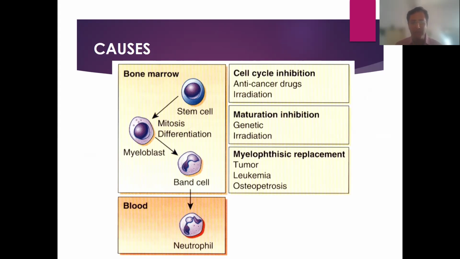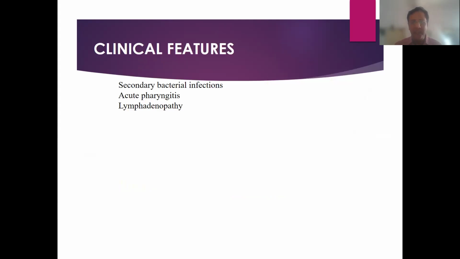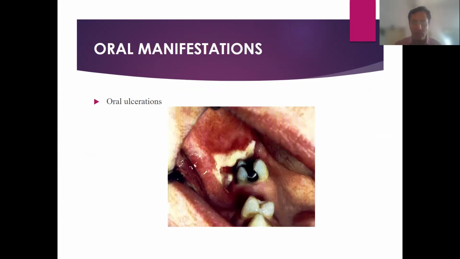The bone marrow stem cells, myelocytes, go through mitosis and differentiation into bands and neutrophils. Causes include anti-cancer drugs, irradiation, genetic causes, tumors, leukopenia, and osteoporosis. All of these are causes affecting the bone marrow. And what are the clinical features? I have pictured them briefly: bacterial infections, pharyngitis, lymphadenopathies. What are the oral manifestations?